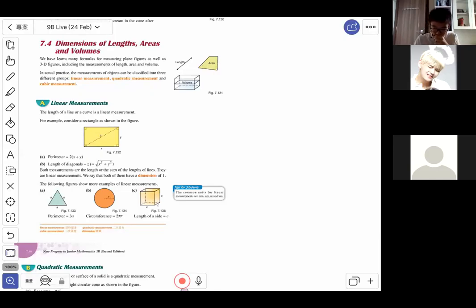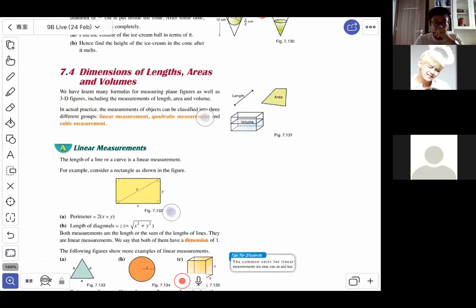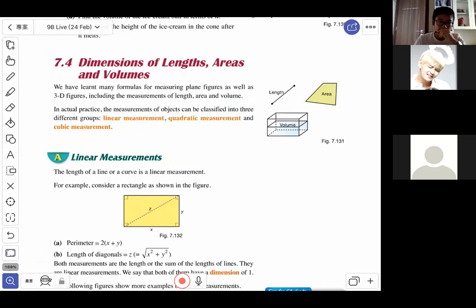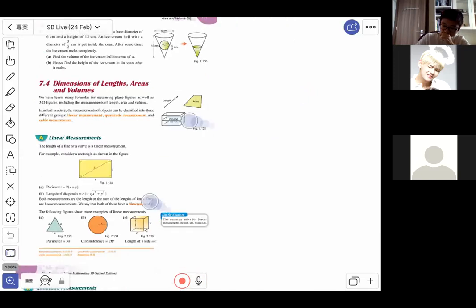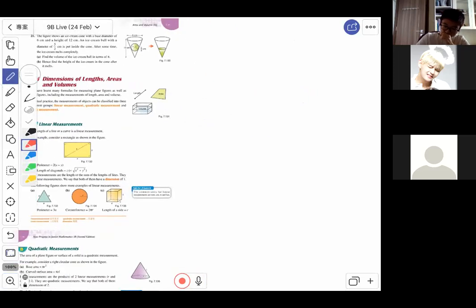Hey, so if you attended the lesson last time, I hope that you understand the concept about dimensions. In fact, for 7.4, there are only a few questions asking you what dimension it is. For example, one dimension, two dimension, three dimension. The most important concept is that you can identify the relationship between dimension and degree.